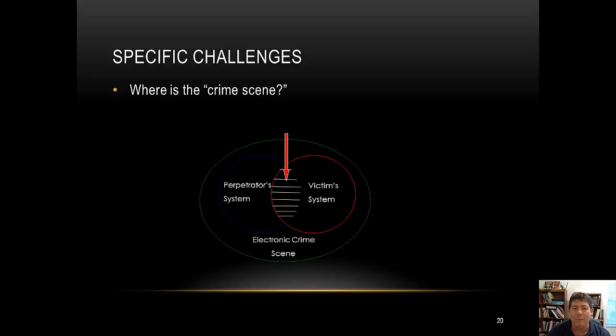So what are the specific challenges? Where's the crime scene? You don't necessarily know where the crime scene is. As we've talked about before, it's a little more nebulous. It's not like you come onto a scene and you find a dead body with pools of blood. Sometimes the crime scene is maybe in the cloud, maybe on a flash drive that someone else has, or so forth. Okay, so you have a perpetrator system and a victim system, and there may or may not be some sort of crossover.